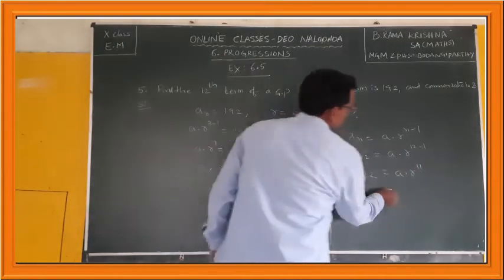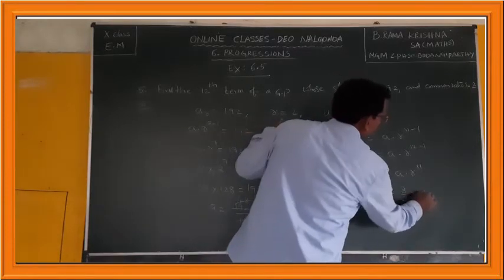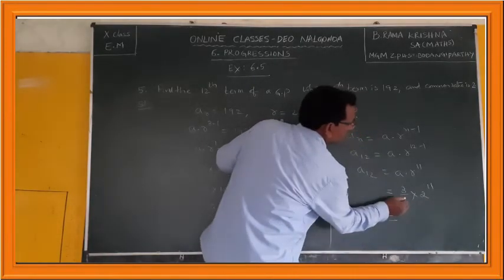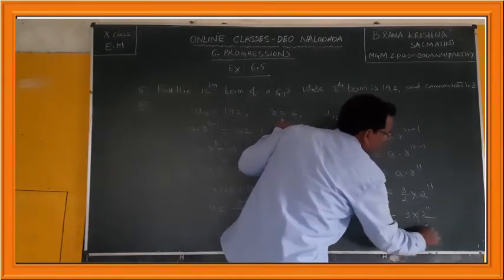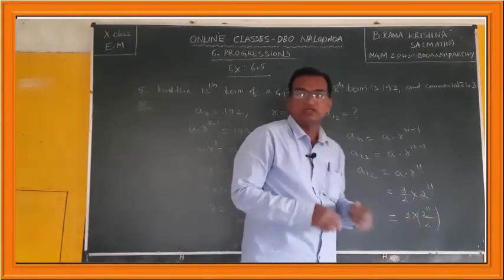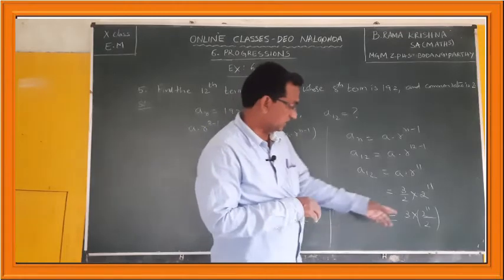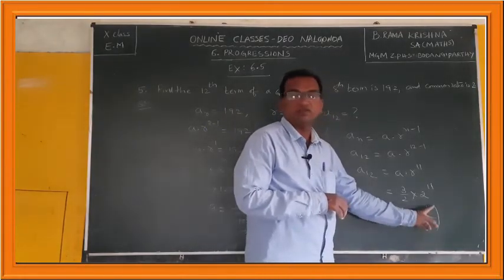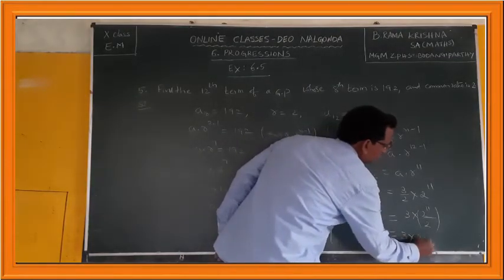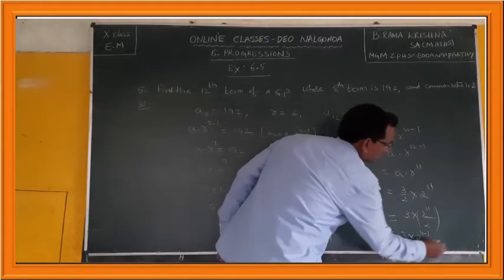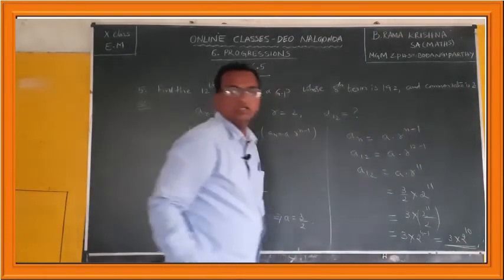Now, substitute the values. a is how much? 3 by 2. r is how much? 2. 2 to the power of 11. What do you get? 3 into 2 to the power of 11 by 2. By seeing this, you should recall a formula from the laws of exponents: a to the power of m by a to the power of n is equal to a to the power of m minus n, which is equal to 3 into 2 to the power of 11 minus 1, which is equal to 3 into 2 to the power of 10. This is the answer.